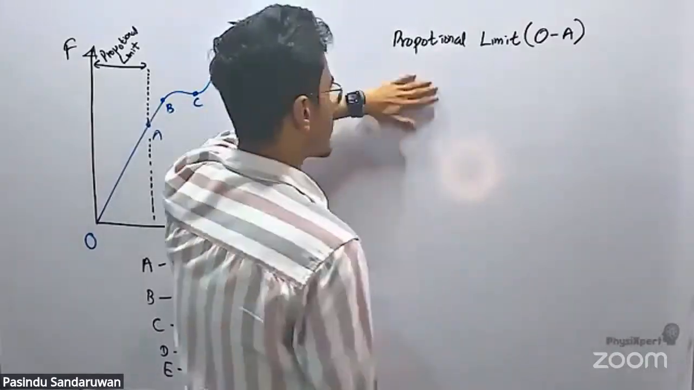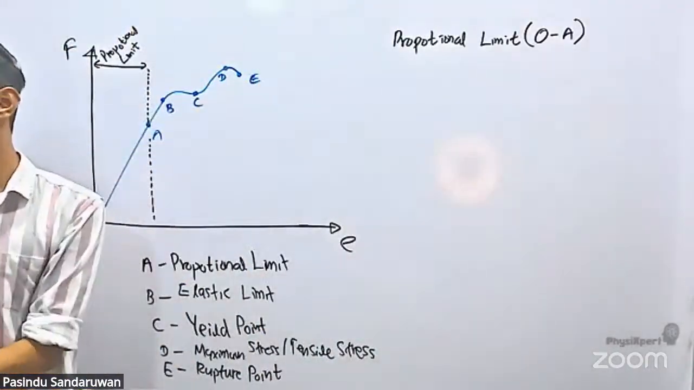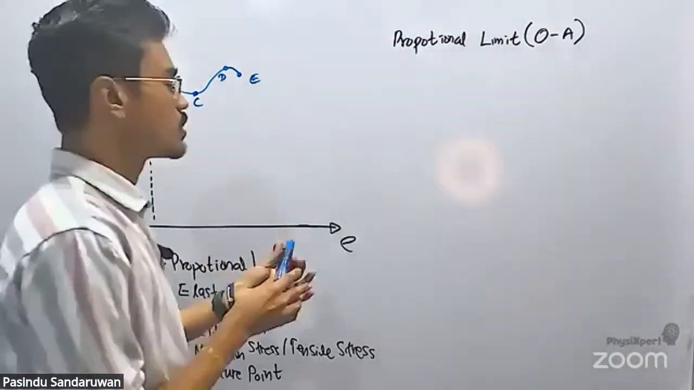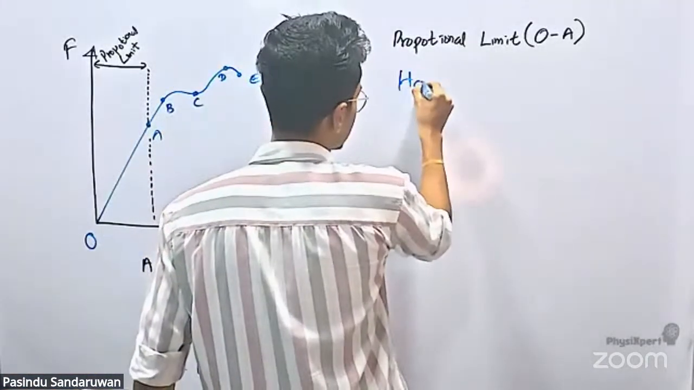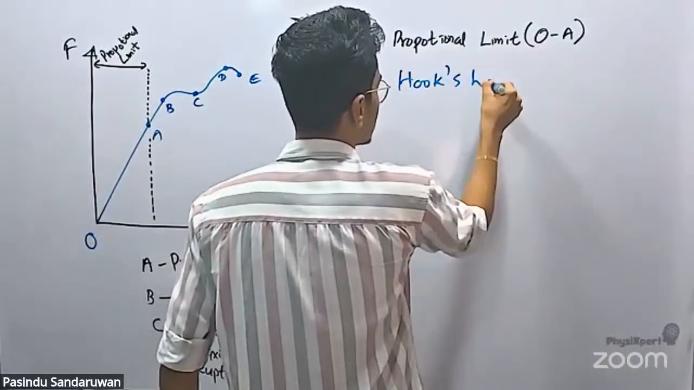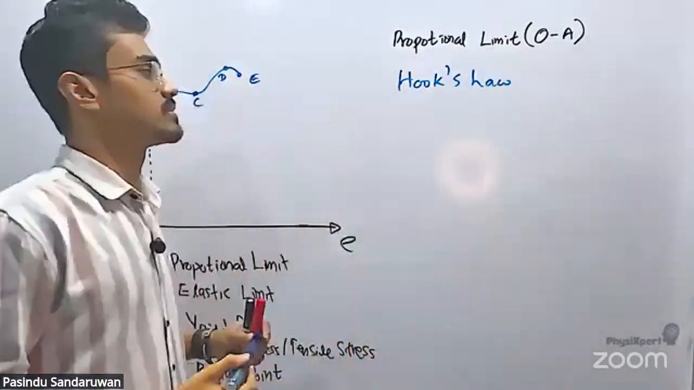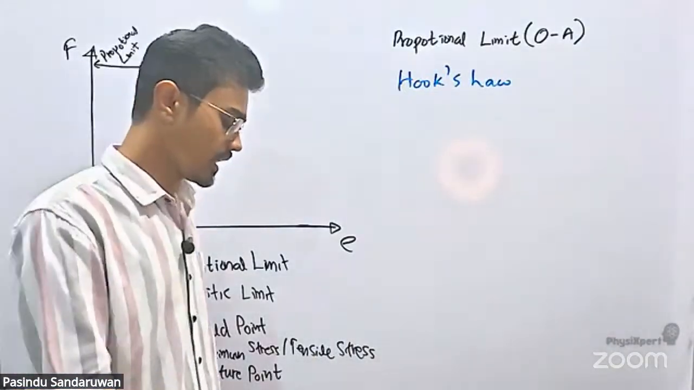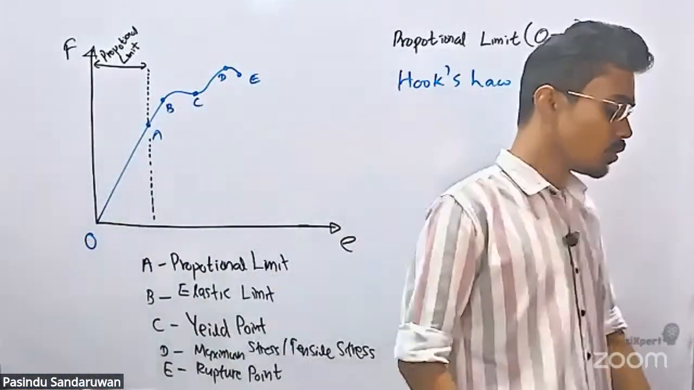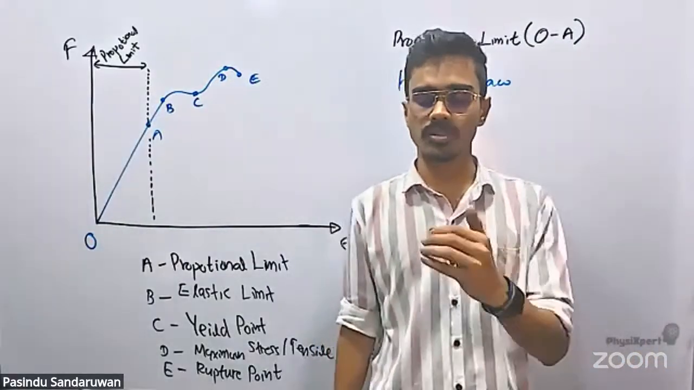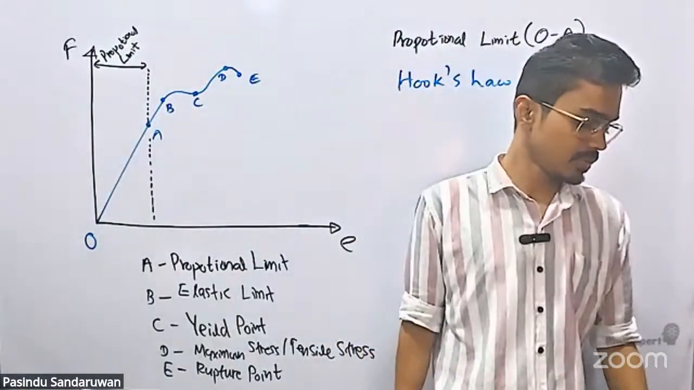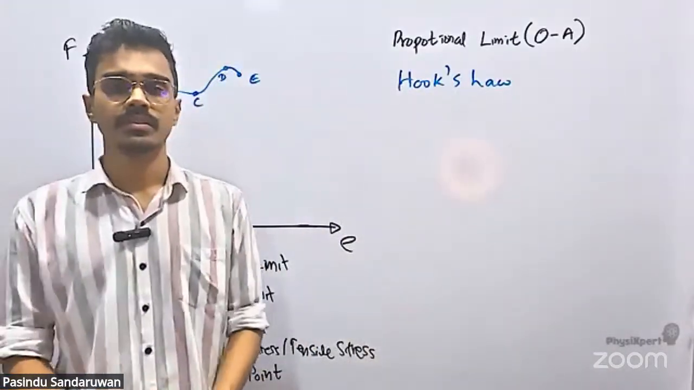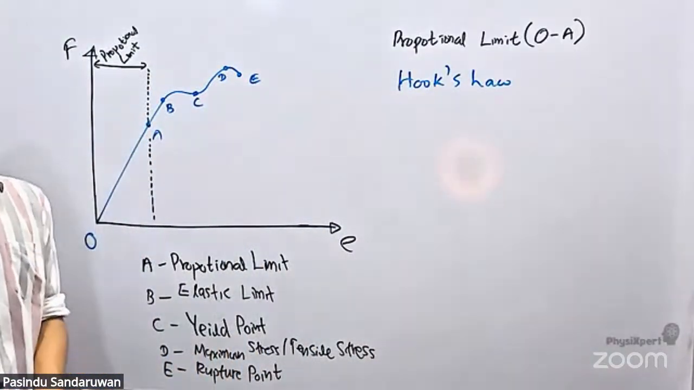Okay, write down under proportional limit: Hooke's law is valid only up to proportional limit.